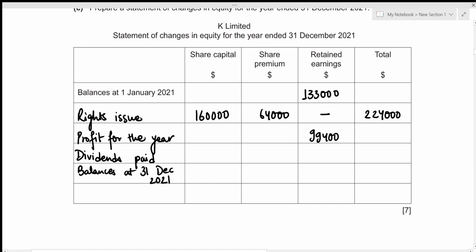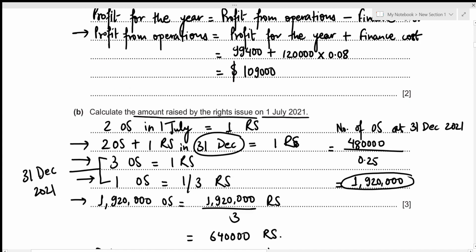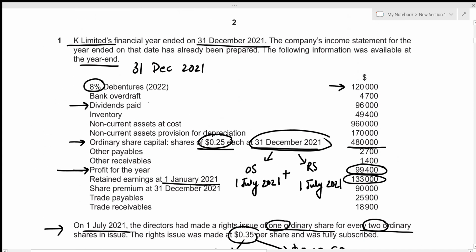So that's 99,400. And we know that the profit for the year does not affect share capital and share premium in any way. So there's not going to be any amount for those columns, which means that the total will also have the value of 99,400. Now we will record our dividends paid, which is again given in the above information. So the dividends paid amounted to 96,000.